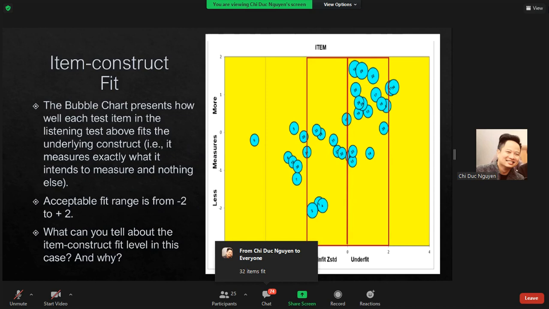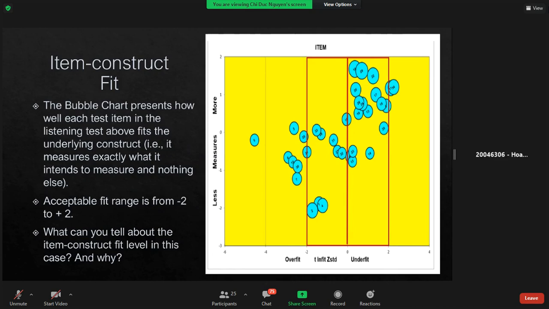So 32 over 35, how many percent is it? For example, I think 95, I guess. Okay, 90, I guess. Actually, 91. Yeah, 91, I guess. Okay, good. So 91 is going to be a good amount of fit items already.